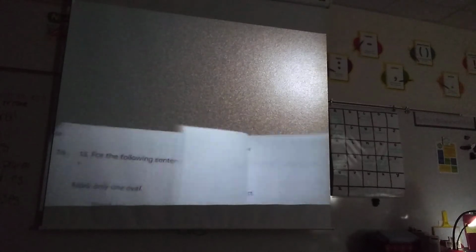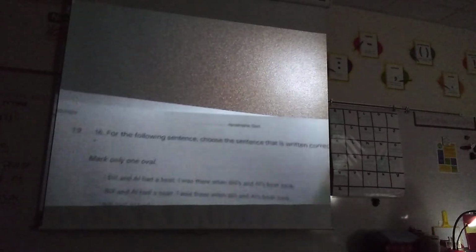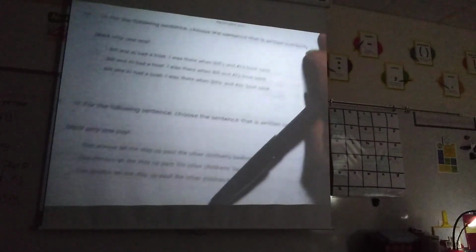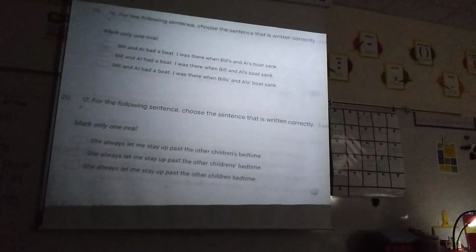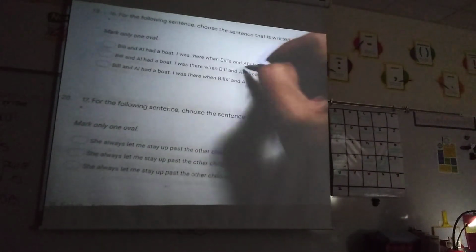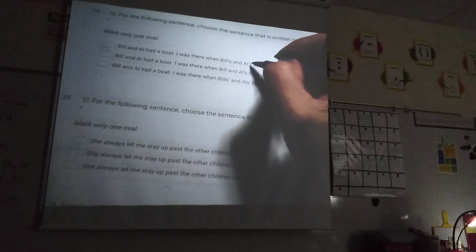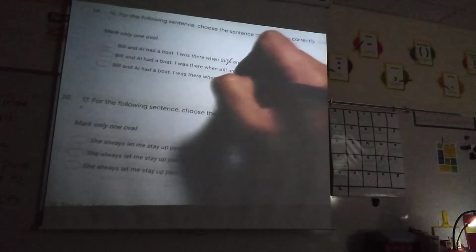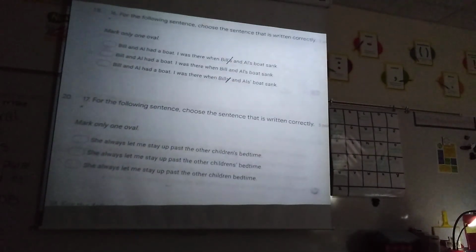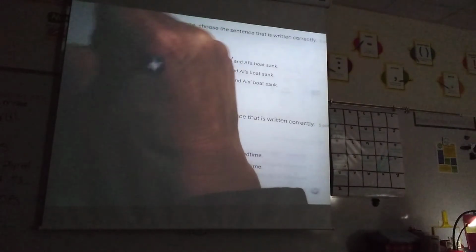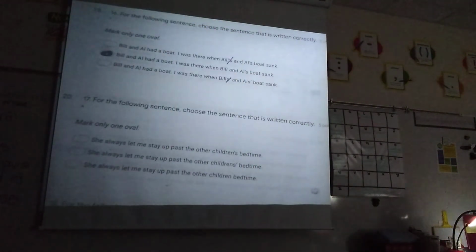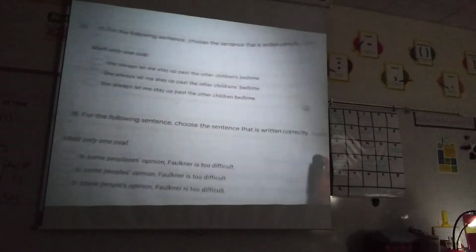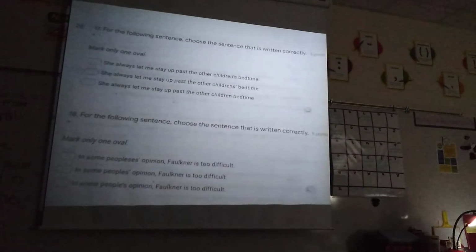Down to just the last five here, y'all. Looking at this one, we have Bill and Al had a boat. I was there when Bill and Al's boat sank. When we're talking about multiple people in a list of names, we don't give possession to both names. We just give possession to the last name. So we wouldn't use Bill's, we wouldn't do the apostrophe there, because we're not talking about multiple Bills. With that, we're left with the response that says Bill and Al's boat sank, the second response, giving possession to just the second name, apostrophe S.